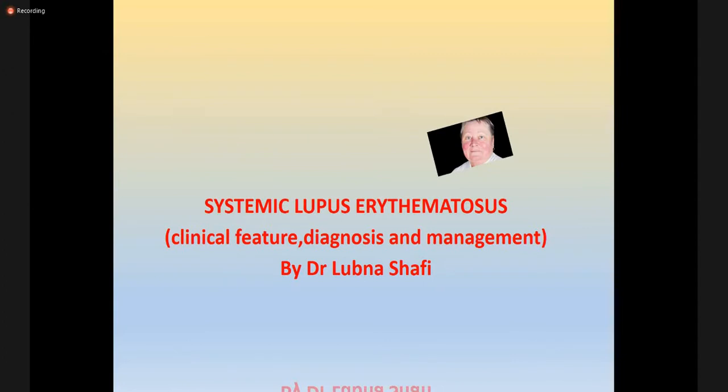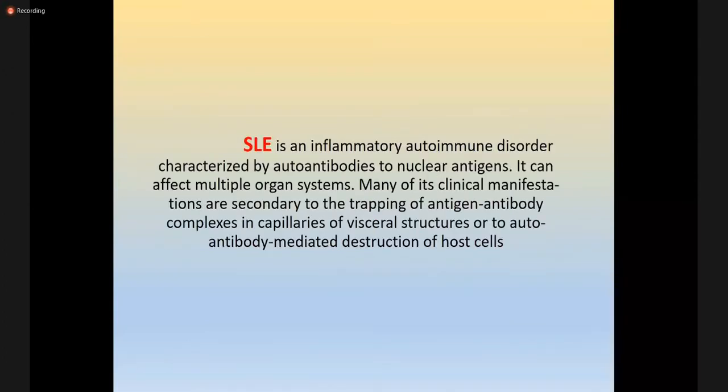So let's begin. So basically, systemic lupus erythematosus, sometimes we usually call it SLE. It is actually an inflammatory autoimmune disorder which is characterized by formation of autoantibodies to nuclear antigens in a person. That means the antibodies started acting against their own self in various parts of the body. It usually affects almost all the organs in the body.